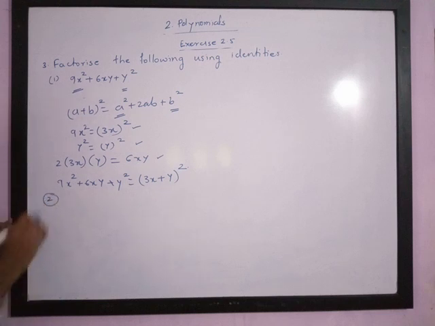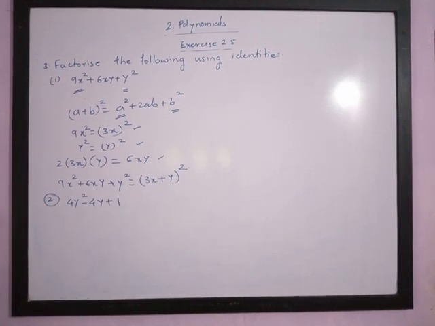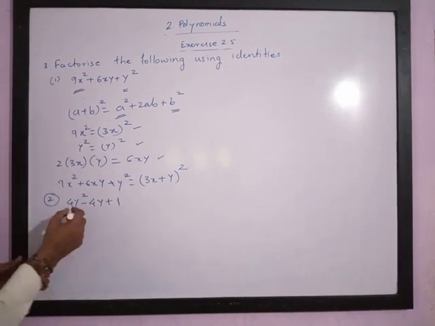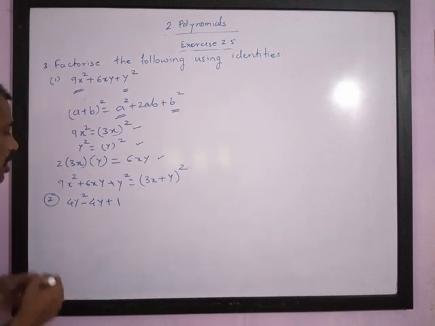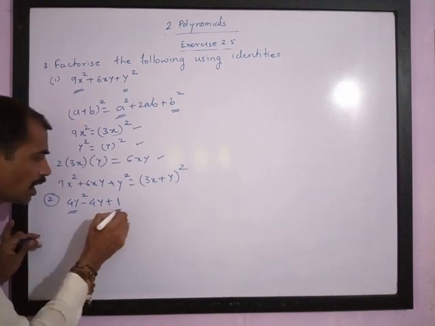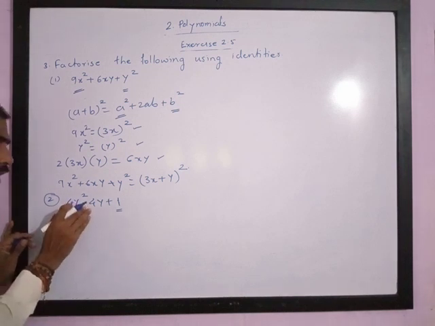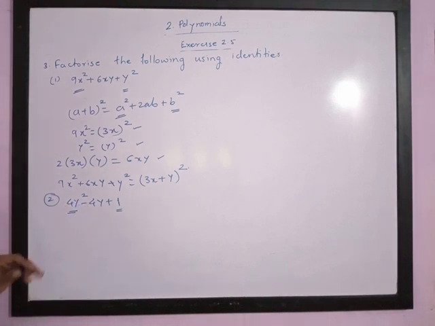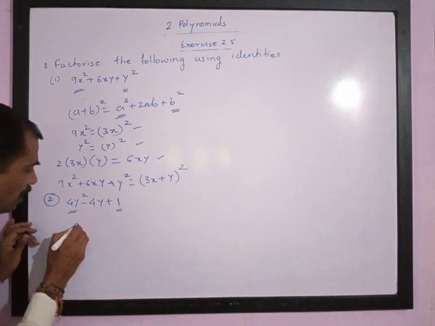Second problem is, next question is 4y square minus 4y plus 1. Here also you will notice that the first term is a perfect square, the last term is a perfect square, but the middle term has a negative sign. So this must be the expansion of (a minus b) whole square.